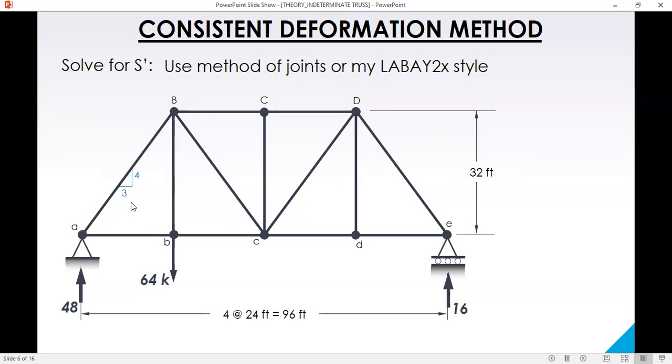So how did we get 4:3? We just divide 32 by 24. So 32 over 24, in lowest terms, is 4/3, or simply 4:3. And this is a special triangle. The hypotenuse is equal to 5. So again, for these diagonal members, when we use the method of joints, we sum up forces along the horizontal and along the vertical. Since this member is inclined, we resolve the force into x and y components.